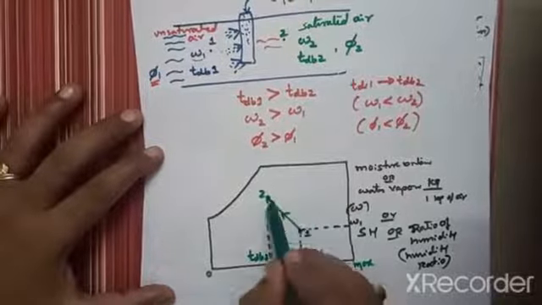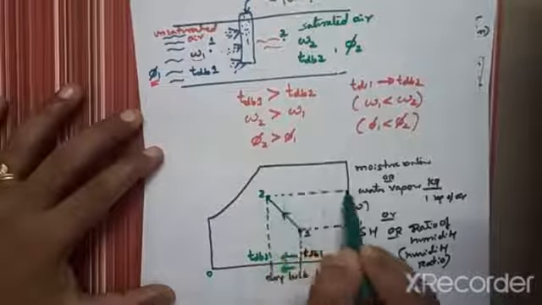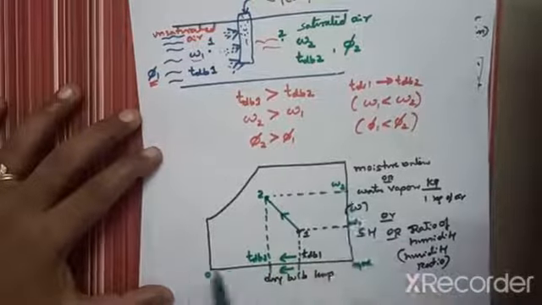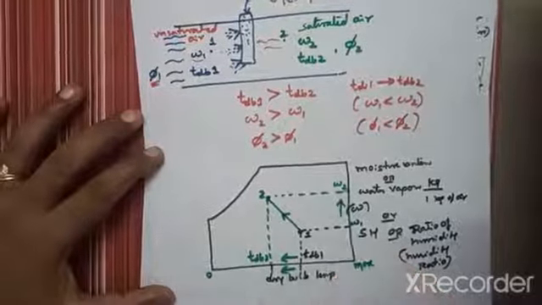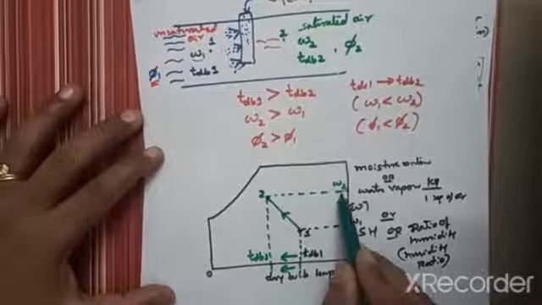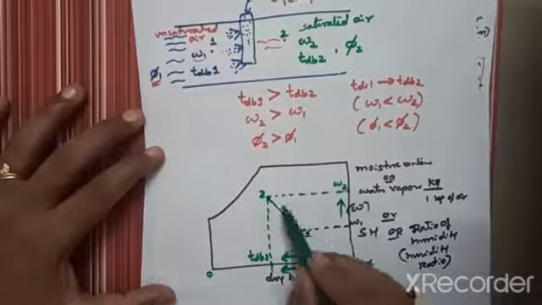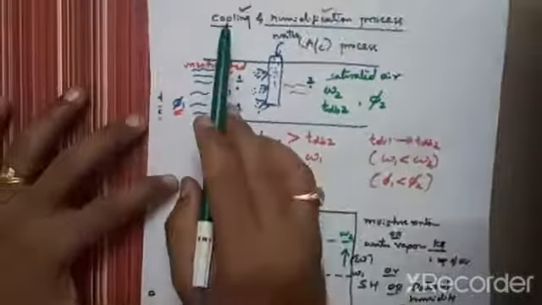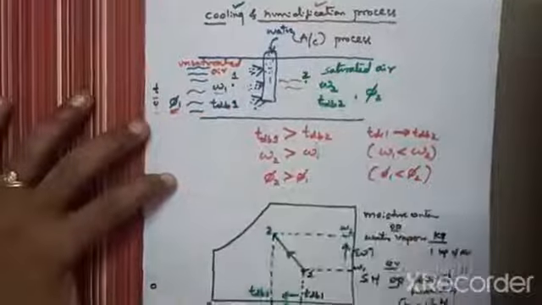At the same time the water content, that is omega 2, is increasing. Initially the omega value is less, now it increases to the omega 2 value. So this process is called the cooling and humidification process.